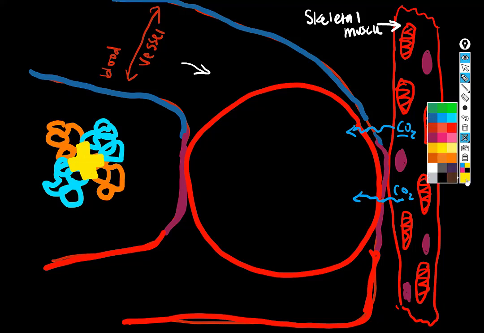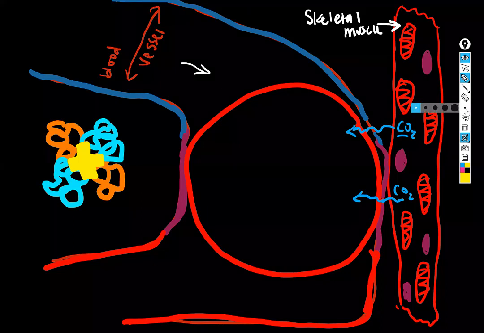Okay, so what I've just drawn is an approximation of the space filling model of hemoglobin. Now, is it really orange and blue and yellow? No, but I have to have a way to illustrate the different parts of it. The other thing to know is this is not to scale.